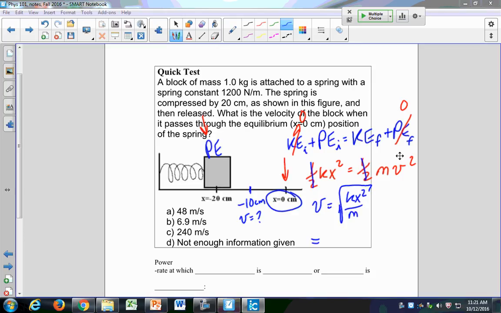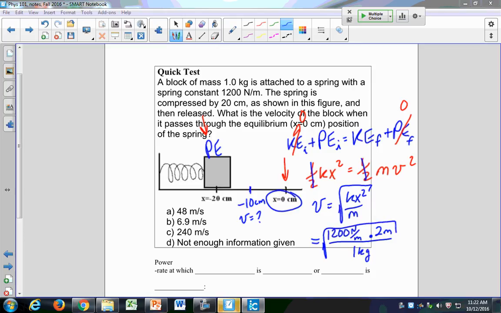I have to be careful of this because x has to be converted into meters. You have to convert everything to SI units. So k is 1200 newtons per meter. x is 0.2 meters. And then m is 1 kilogram.